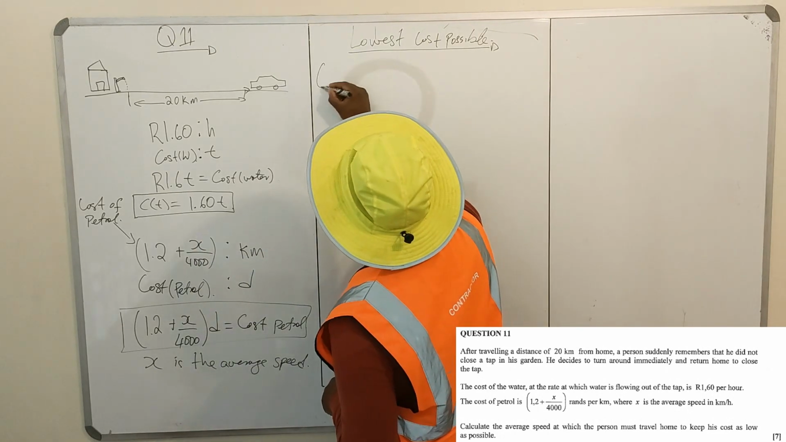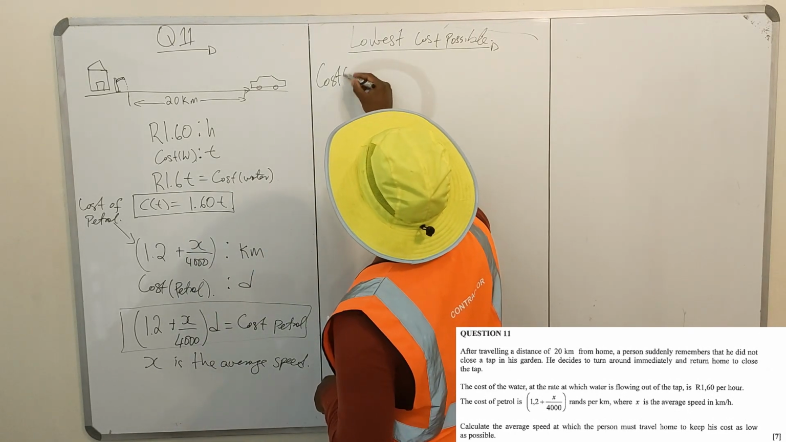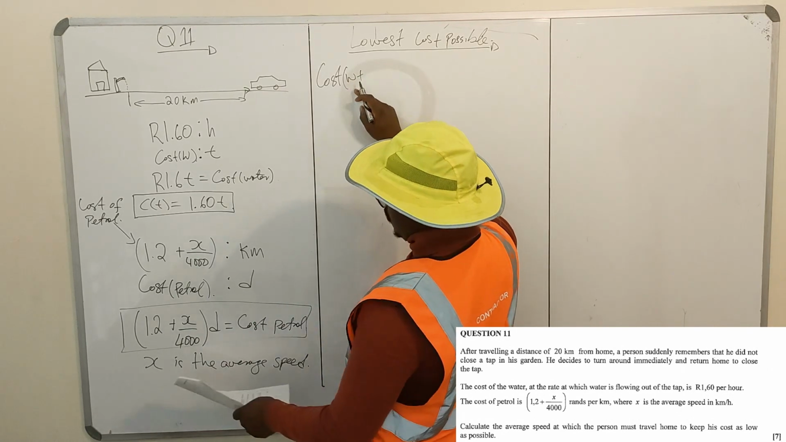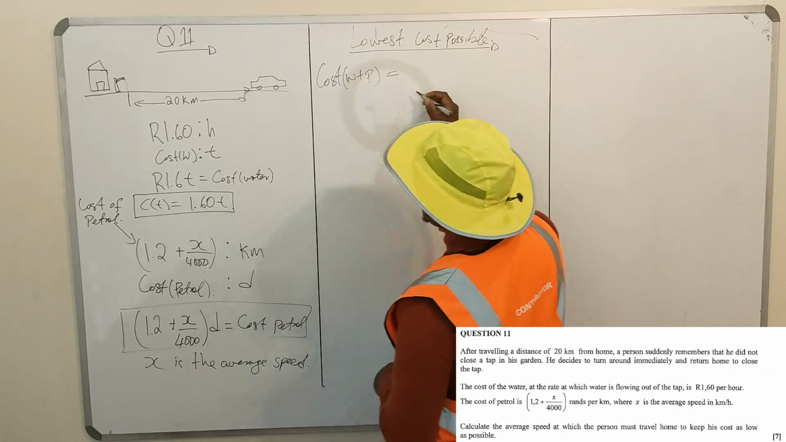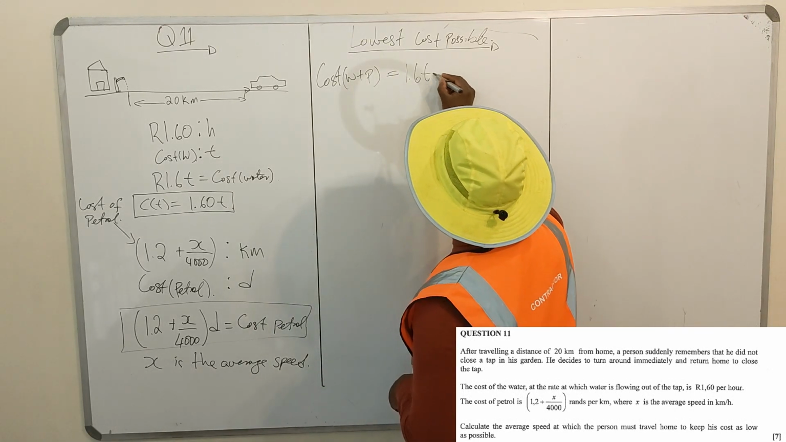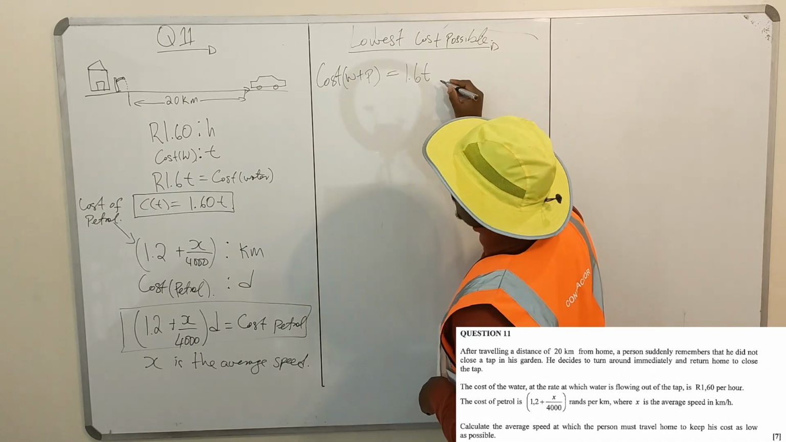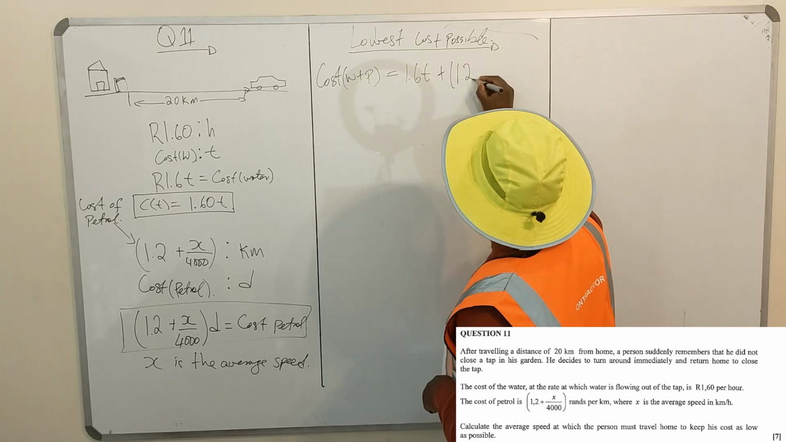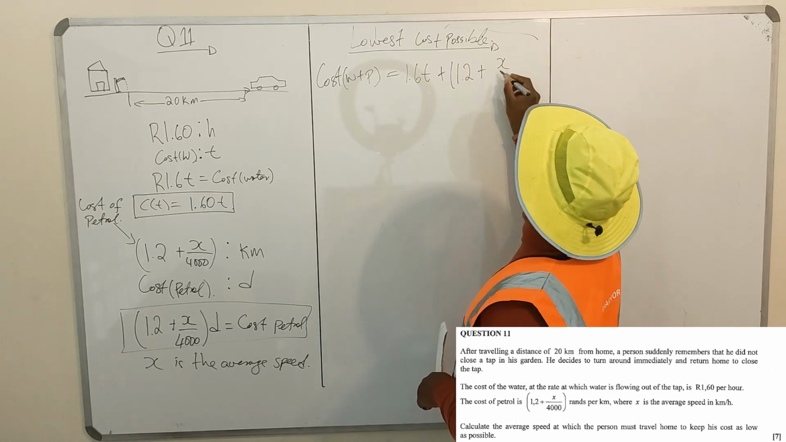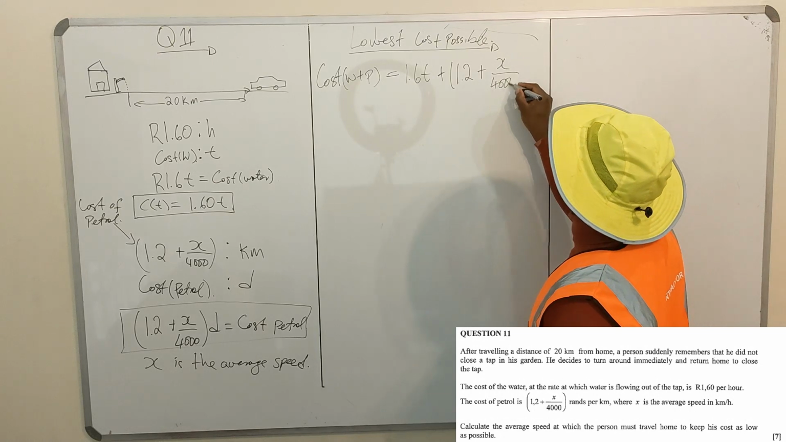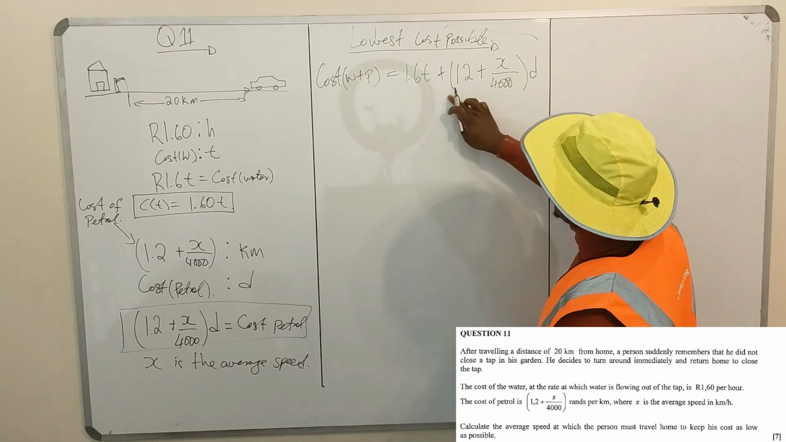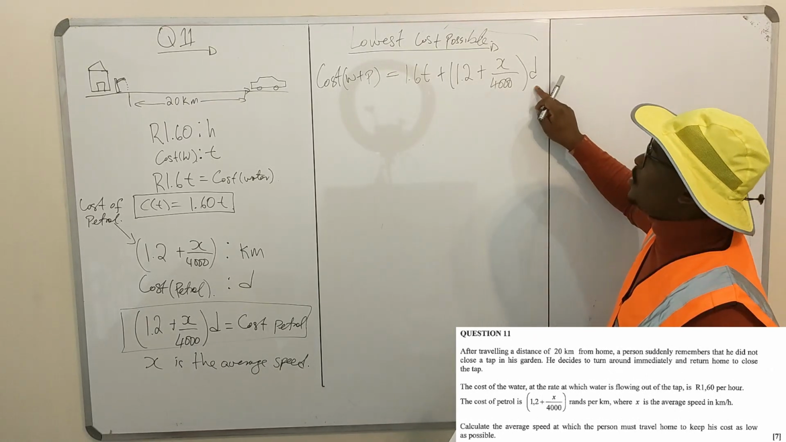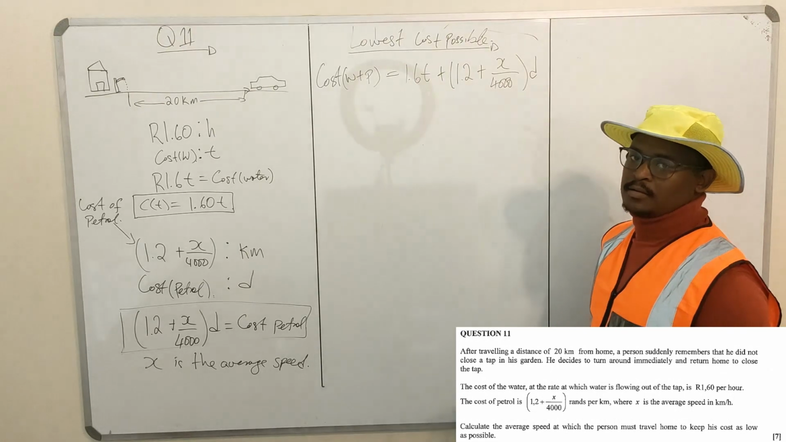So the cost of the entire thing, which is cost of water plus cost of petrol, is equal to what? It's equal to 1.6t. This one is the cost of water. This is the cost of water plus the cost of petrol, which is (1.2 + x/4,000) times d. This part here is the cost for your petrol. So we want the lowest possible cost of everything. Right?